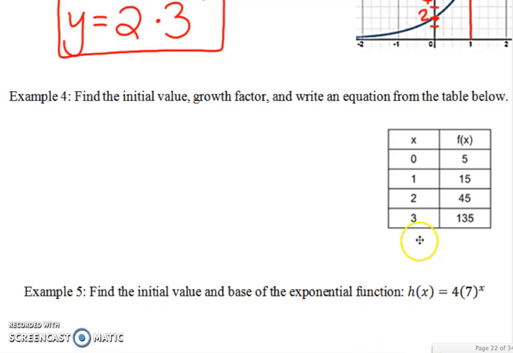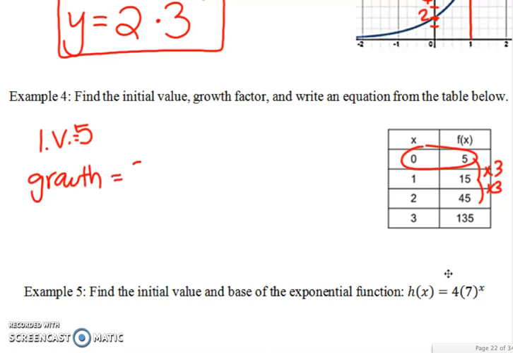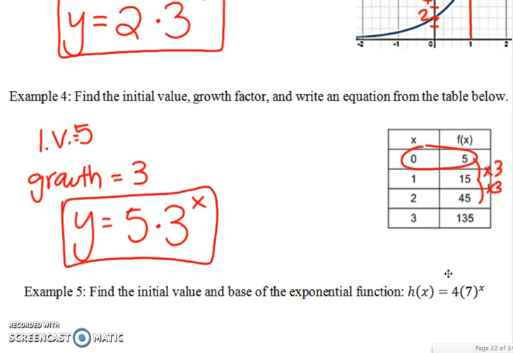So same thing, I need to find what we're multiplying by. On this one, I can see that they're timesing by 3 because I know 5 times 3 is 15. And then they gave you your initial value. So your initial value is going to be a 5. And then the growth rate is a 3. So when you write your equation, it'd be y equals 5 times 3 to the x. All right?